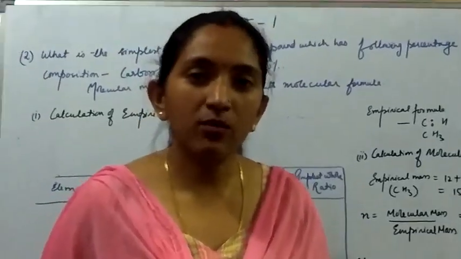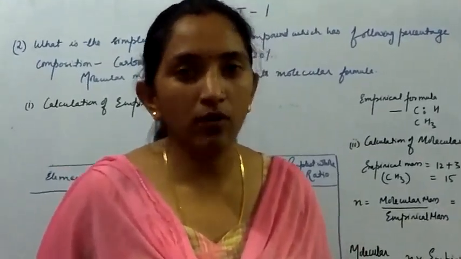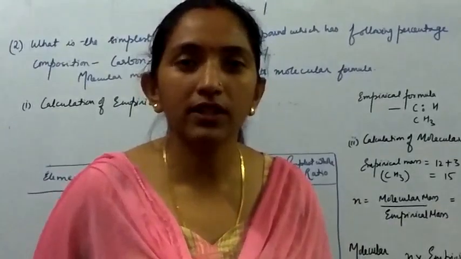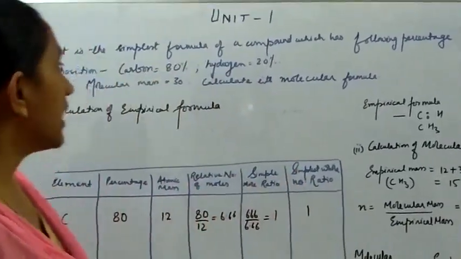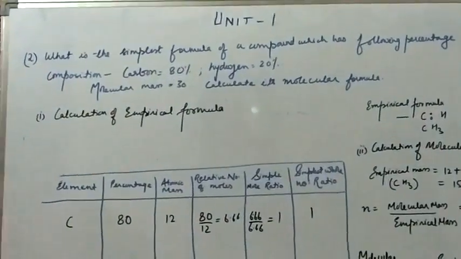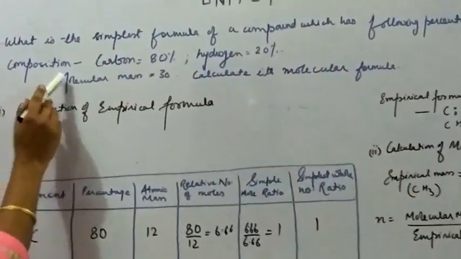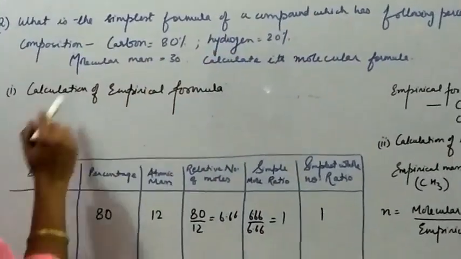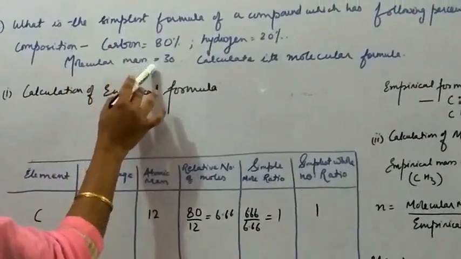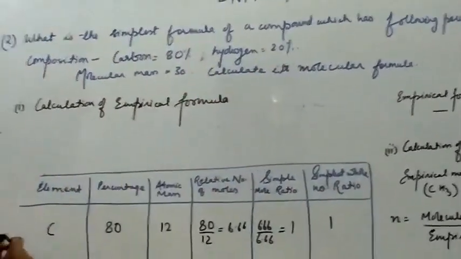Students, now the next step of the numerical is to determine the empirical formula as well as the molecular formula when the molecular mass of the given compound is known to us or it is given to us, right? Just have a look here. What is the simplest formula of a compound which has the following percentage composition? Carbon 80%, hydrogen 20%. The molecular mass of this compound is given to us as 30, and we have to find out the molecular formula. Right?